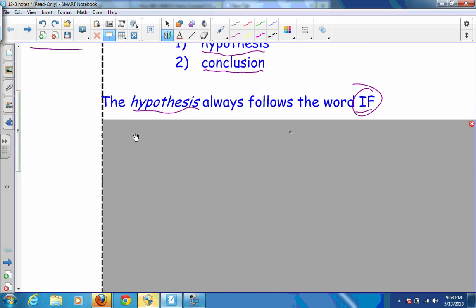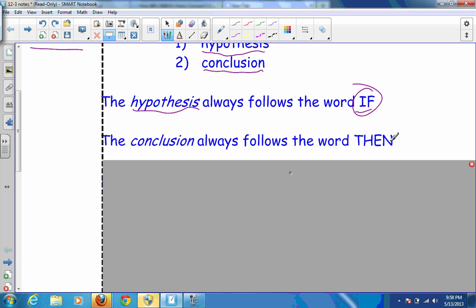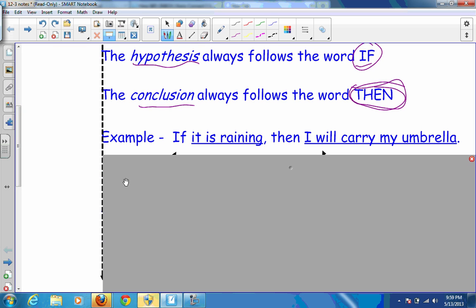That means the conclusion must follow the word then. So the conclusion is always after the word then. If you're looking for the conclusion, search the sentence for the word then. What comes after that will be the conclusion. All right, so some examples of this.